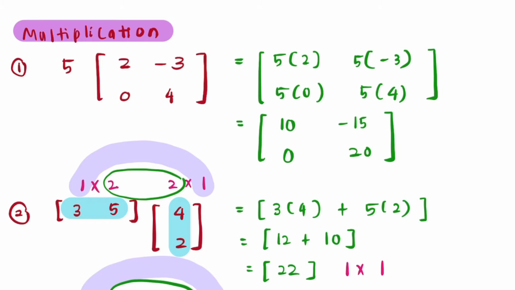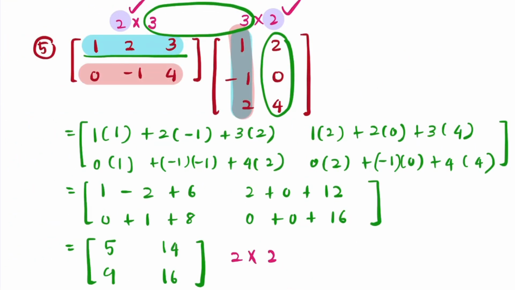Next, if you want to multiply a matrix with another matrix, first of all, you must make sure that the sizes of the matrices match each other. For example, here you have a 1 by 2 matrix, and here you have a 2 by 1 matrix. You must make sure that this size here is the same, so you can cancel out. So the final answer will be a 1 by 1 matrix. The way to multiply this is to multiply row with column. So first, multiply 3 times 4 plus 5 times 2. So you'll find a 1 by 1 matrix, which is 22.